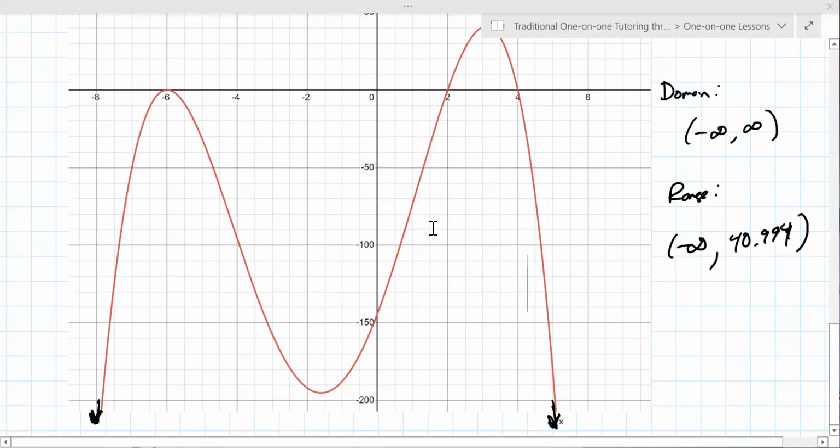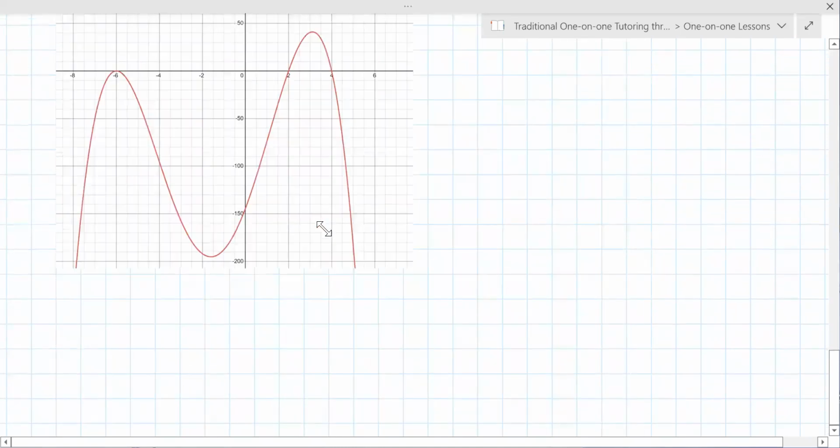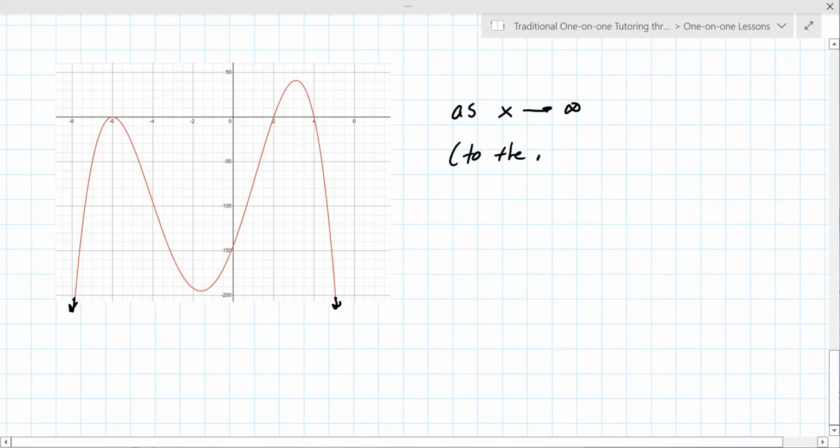Next question is end behavior. Let me grab this graph again. I'll make it a little smaller and we'll do it up here. So end behavior now. We say as x goes to infinity, that means to the right. What I mean by that is you trace along the curve. Can you see my cursor here? You're tracing along the curve, and when it stops going up and down, what happens? How far down does it go? Negative infinity.